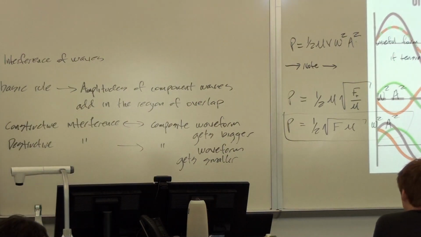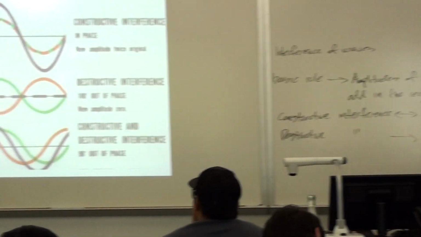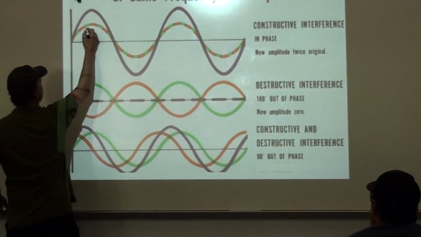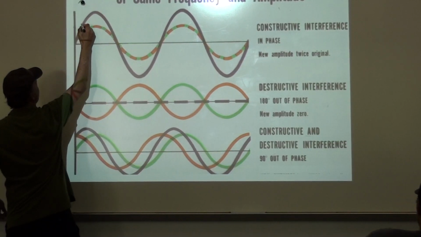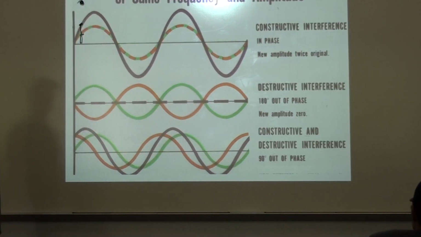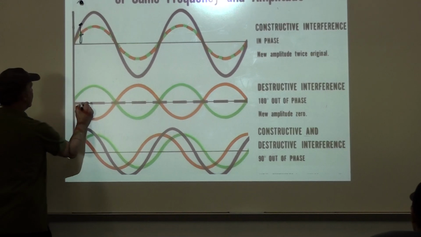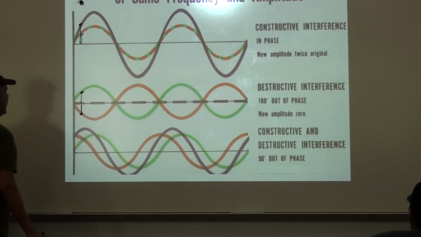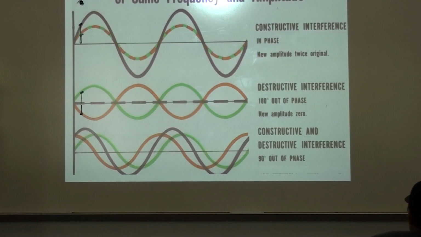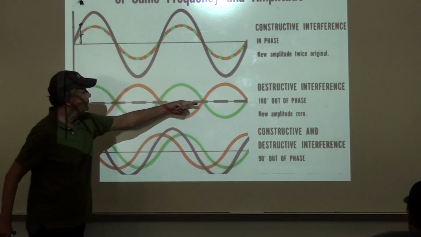Okay. And then you can have combinations of constructive and destructive interference, where sometimes the waveform gets bigger, but at other times it gets smaller. So here, if we had two identical waves, then this wave and this wave would add up to the amplitude of the composite wave. But here, this wave and that wave would have amplitudes that are the additive inverse of each other, and so they would add to 0.